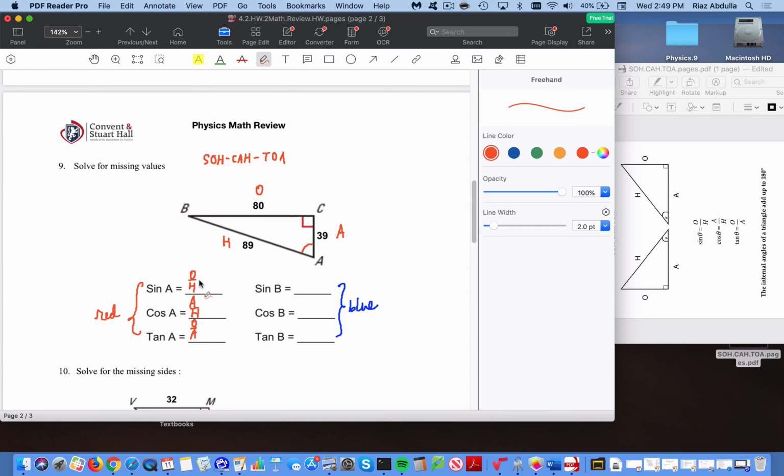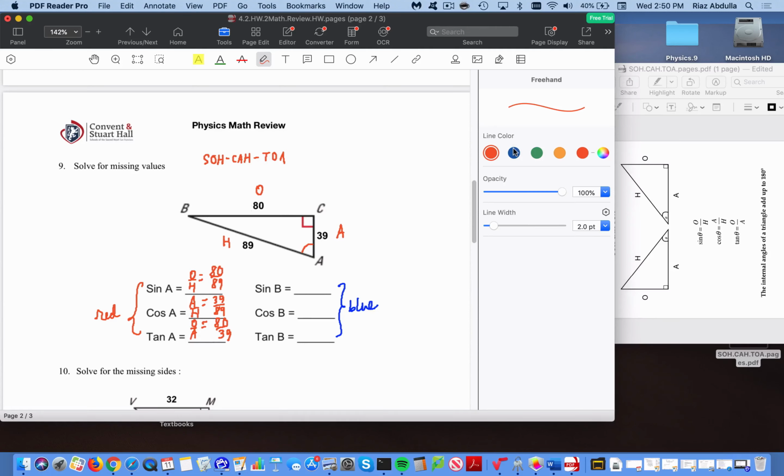Using these ideas, the opposite is going to be 80. The hypotenuse is 89, so the sine is going to be 80 over 89. Next, for the cosine, it's the adjacent over the hypotenuse. Using those numbers, that's going to be 39 over 89. And lastly, for the tangent of the angle, it's opposite over adjacent. That's going to be 80 over 39, like that.